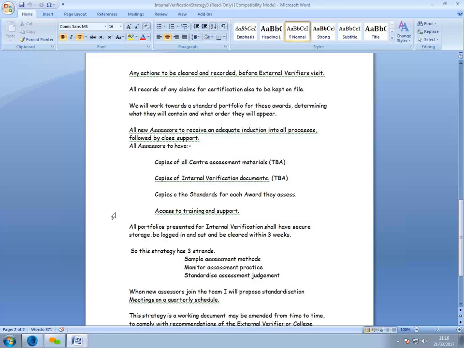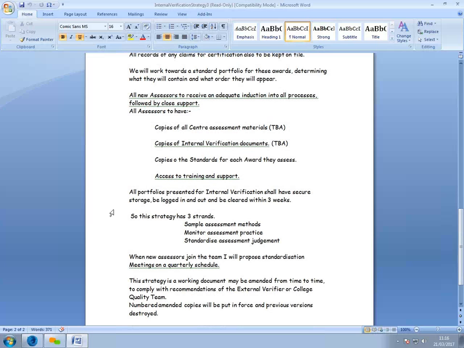So this strategy has 3 strands: sample assessment methods, monitor the assessment practice, and standardise the assessment judgment. And those 3 strands really go through the whole of IQA. And it's all about managing the documentation process to make sure that everything's covered.